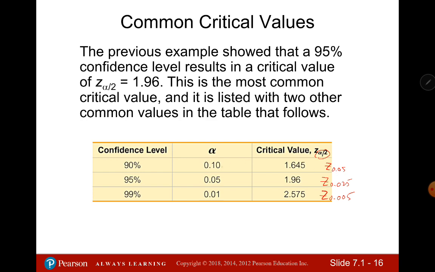Remember, here is half alpha. See the relationship? Here is alpha, here is half alpha. So these three are the most commonly used critical values. If possible, please memorize these critical values. If you forget them, of course, you can use my way to sketch a curve to help you find that critical value.